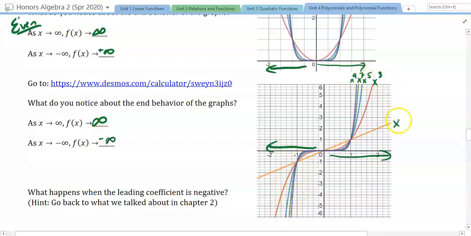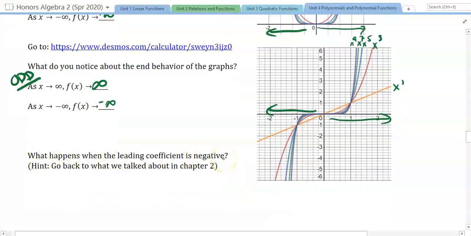And what do you notice about these functions? Well, remember, x can be rewritten as x to the first, x to the third, x to the fifth, x to the seventh, x to the ninth. All of these are odd degreed functions. And so odd degree functions will have this end behavior. Now we're going to talk about some transformations and things as we go through this section that we've talked about back in chapter 2, bringing those back up today.